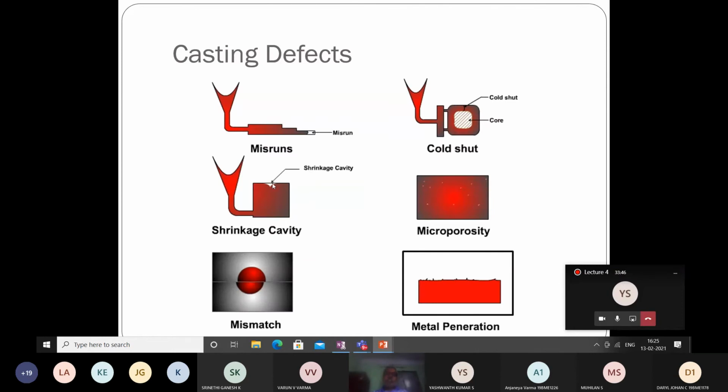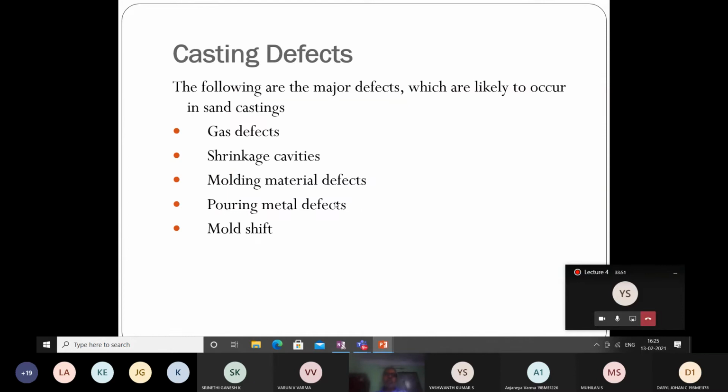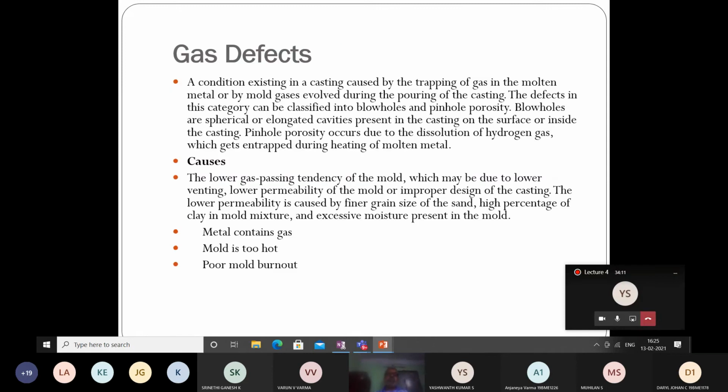So you will have defects like this. You have to plan for shrinkage properly. And then molding material defects, that is sand and other things. Pouring metal defects, that is cold shut and misrun, so we have to increase the pouring temperature. Mold shift means the split piece pattern is not aligned properly. So these are the 5 major defects, but of course sub defects are there.